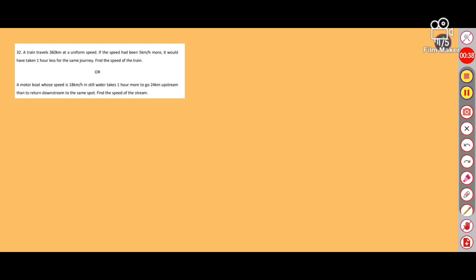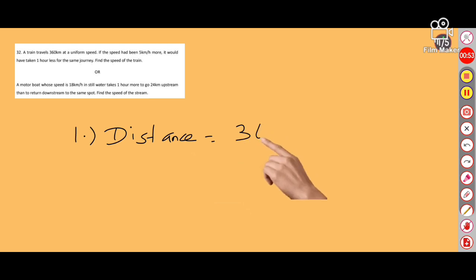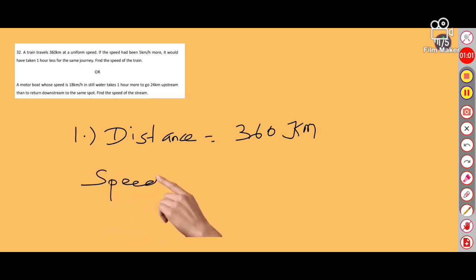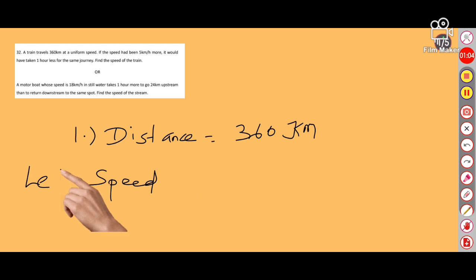First we will write what is given in the question. First point, the distance traveled is 360 kilometers. Now speed: let the speed be x, so the time taken will be distance by speed, that is 360 by x.